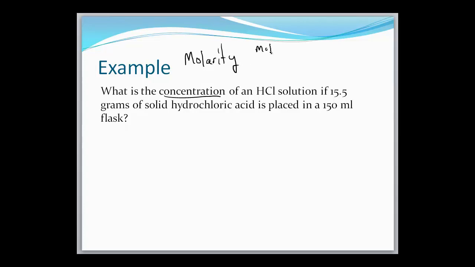So we need the moles of the solute and we need the liters of the solution. We're talking about HCl here, and we have 15.5 grams of HCl, and we're putting it in a 150 milliliter flask, assuming that's 150 milliliters of solvent. So we need moles of solute and we have grams of solute. The first thing we want to do is convert grams to moles.